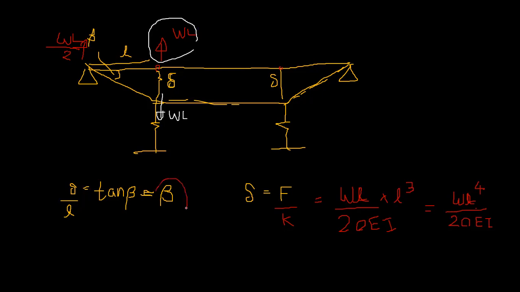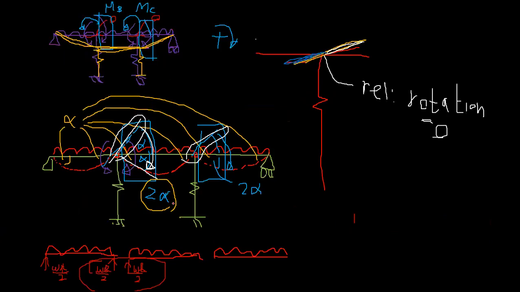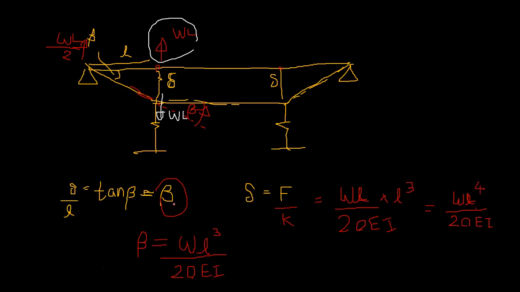So we need to find actually beta. Why? Compared to this part, how much this beam has rotated, right? So that's going to be anti-clockwise beta, right? So beta is going to be delta over L. So delta needs to be divided by L. So that's going to be beta, the relative rotation. So WL cube over 20 EI. So that's done, right? So once I found that, I can go and write. So this is in clockwise direction. This is in anti-clockwise direction.